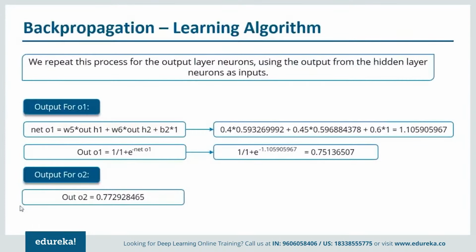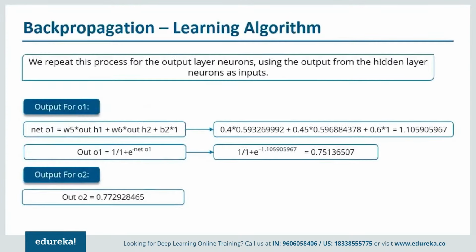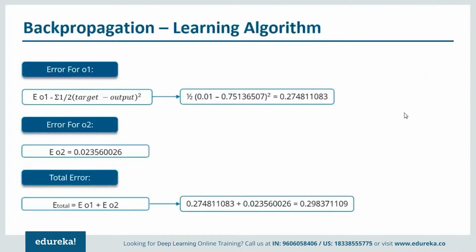Now, if you notice, this is not the desired output. Our desired output was 0.01 and 0.99. What we got instead was 0.75 and 0.77. So we need to update the weights. For that, we're going to calculate the error. The error for output O1 is the sigma of 1 by 2 times (target minus output) whole square. Target is your desired output and output is your actual output. So the error of the O1 neuron will be 0.278. Similarly, for O2 it will be 0.023. So the total error comes down to 0.29 something.